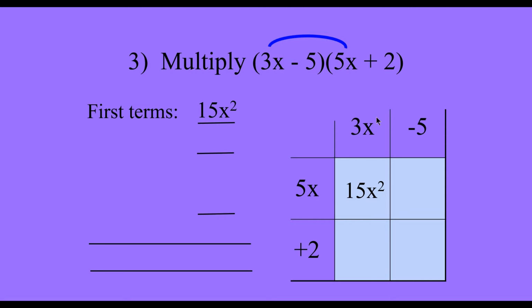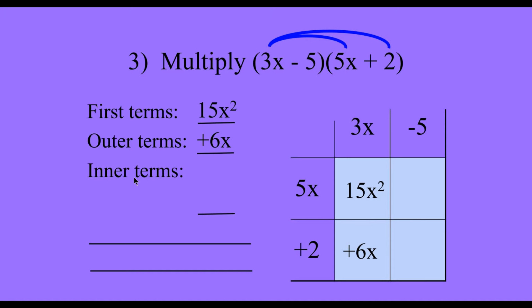I then am going to multiply this one times that one, because this is to the top of it and this is to the left of it. They also happen to be my outer terms, the 3x and the 2. If I multiply 3x times 2, I'll get 6x. And I will then go to, I've still got 2 empty boxes I have to fill out. I've got this one and this one. This is to the top and this is to the left. So I'll do negative 5 times 5x, which happens to be my inner terms. There's my negative 5, there's my 5x. Negative 5 times 5x is negative 25x.